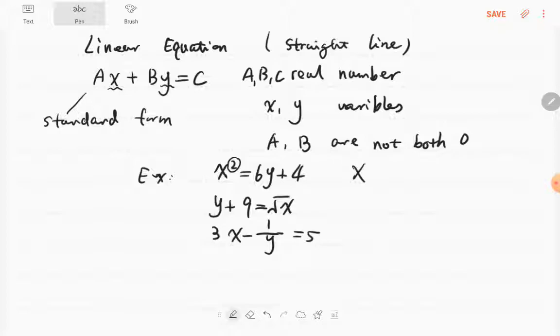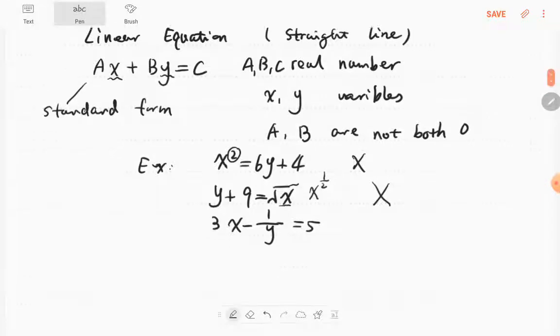Let's check this one. This time, y is okay, by, that's fine. And we still work on this one. For this x term, this is the square root of x. If we write it in exponent form, it will be x to the half, right? That's another way to write the square root of x. So this is not x, so it's still not a linear equation.